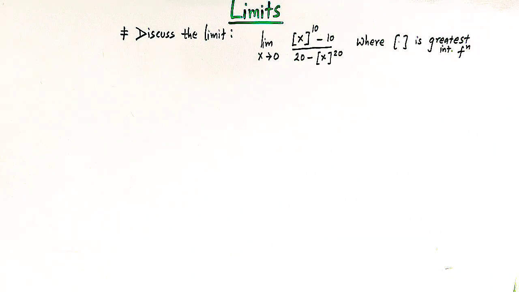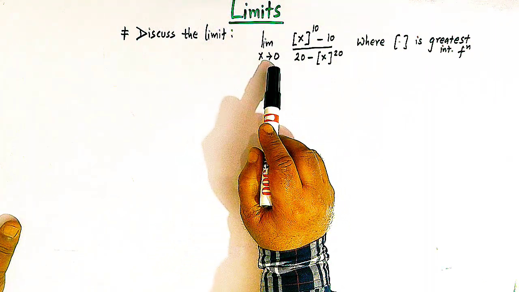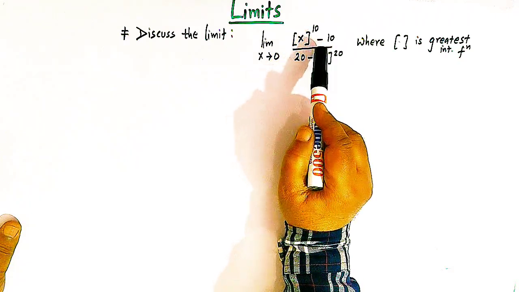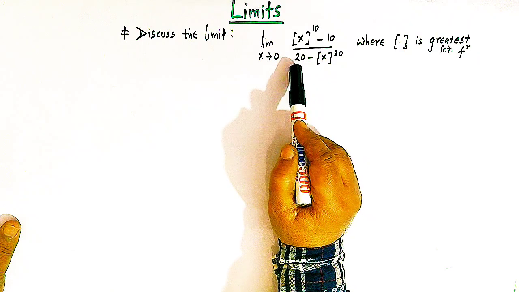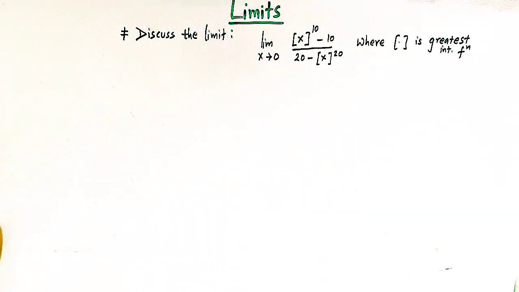Hello, viewers. In today's session, we are going to discuss a very important and conceptual problem from limits. And here we have to discuss this limit, that is, limit x tends to 0 of (greatest integer of x)^10 minus 10, divided by 20 minus (greatest integer of x)^20.